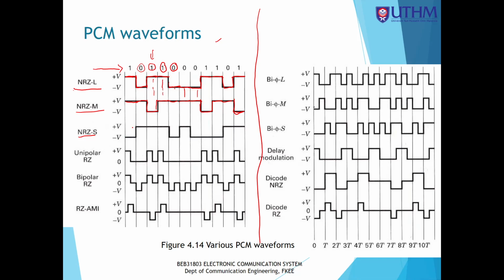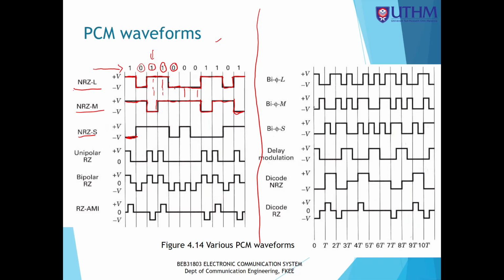For example here, students might ask me, for the first bit, what should I do? Should I put positive here or should I put negative? The first bit doesn't matter. You can start with positive or you can start with negative. In this example, it starts with negative for the input logic 1. And remember for NRZ-S, every input logic 0 will change the polarity.